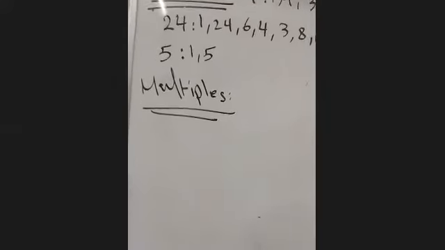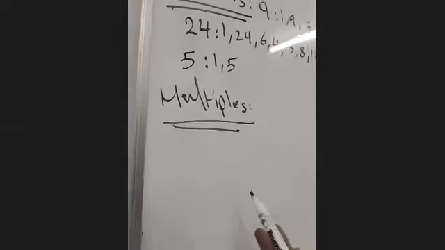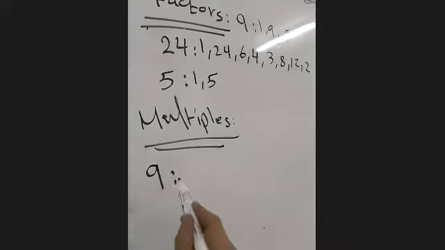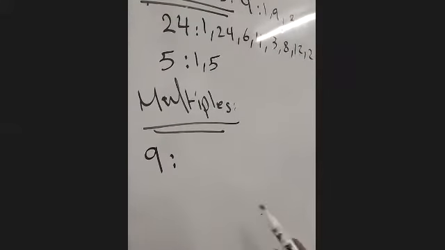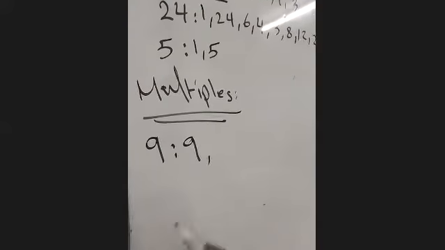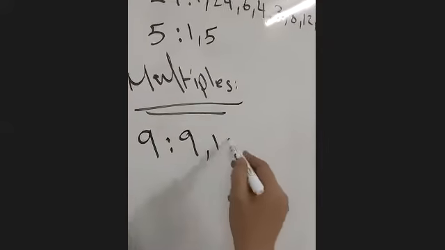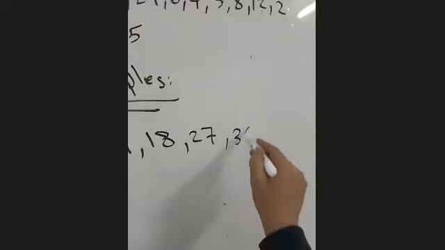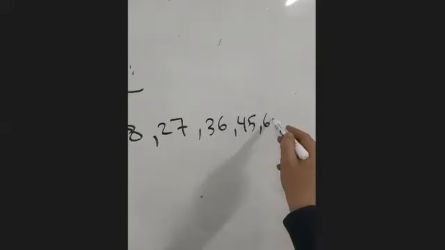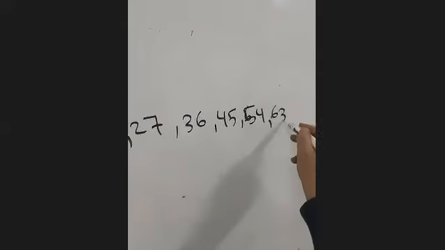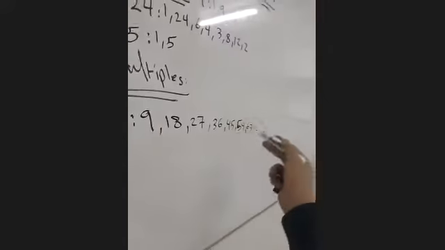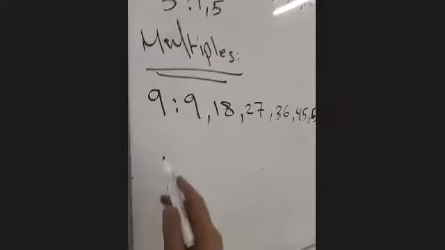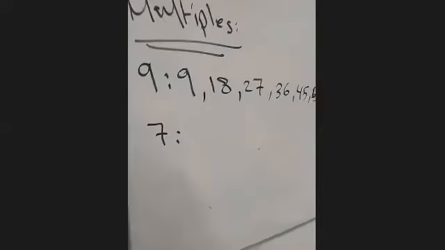The multiples now, different from the factors. The multiples, we bring them from the multiplication table. If I want the multiples of 9, I will multiply. 9 multiply 1 is 9, so I'll put 9. 9 multiply 2 is 18, so I'll put 18. 9 multiply 3 is 27, so I put 27. Then 36, then 45, then 54, then 63, and forever. The multiples won't end.